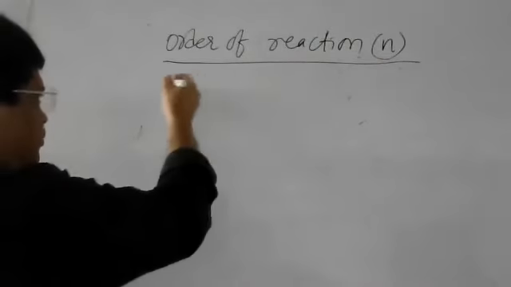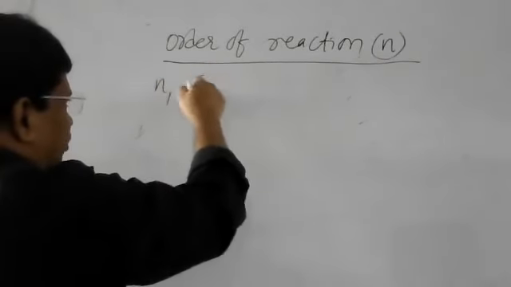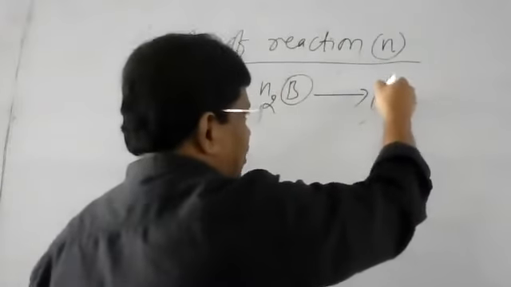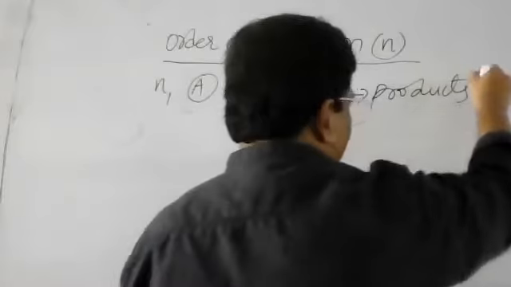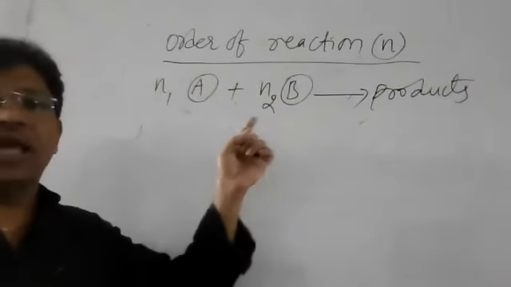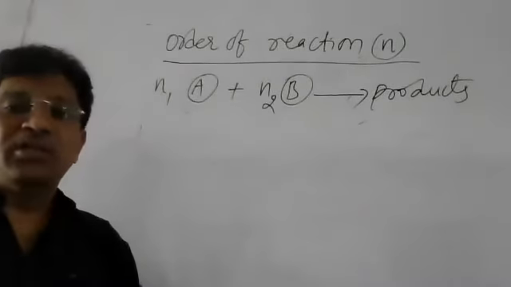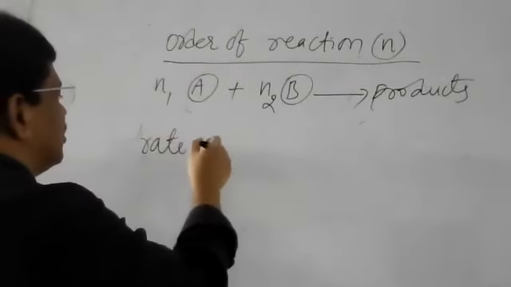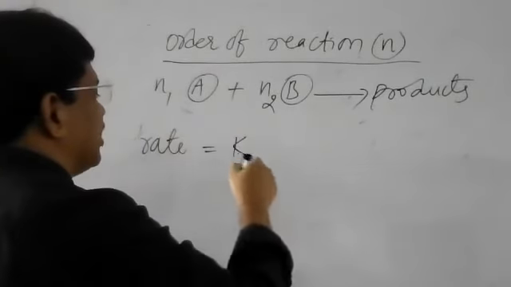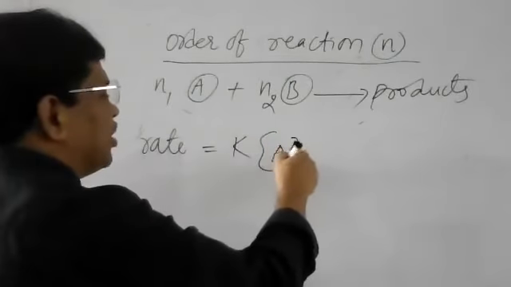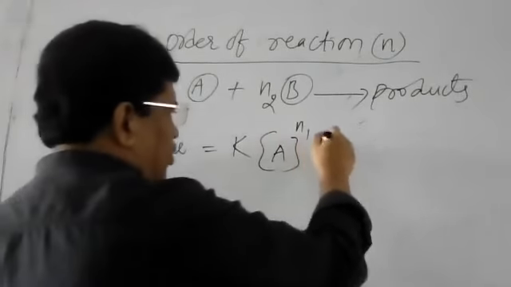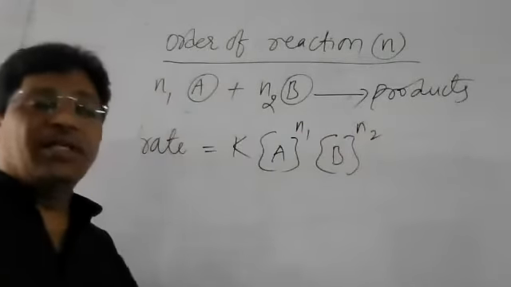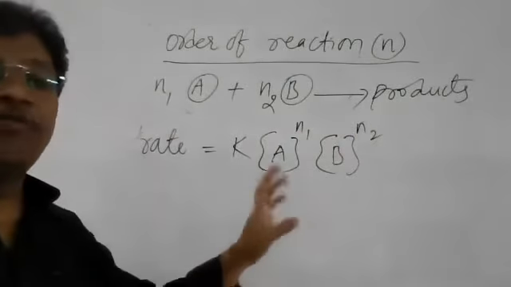Suppose I am taking one reaction: N1 moles of A plus N2 moles of B reacting to form products. In this reaction, what is the rate? Rate equals rate constant K into concentration of A to the power of N1 into concentration of B to the power of N2. This is according to the law of mass action.